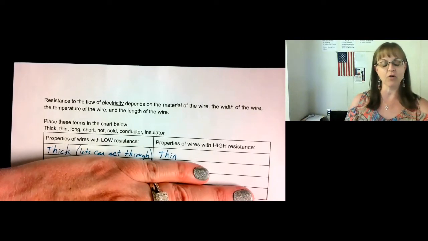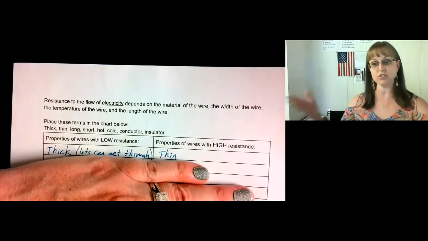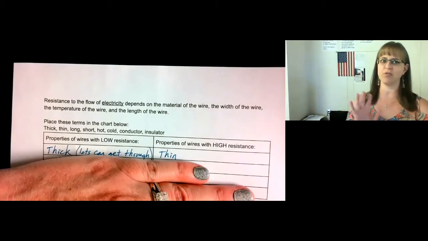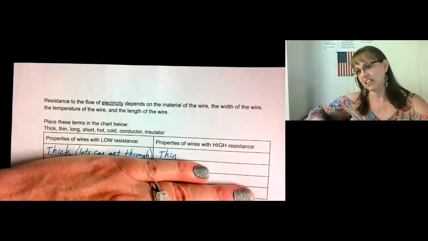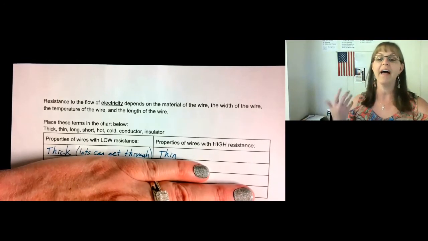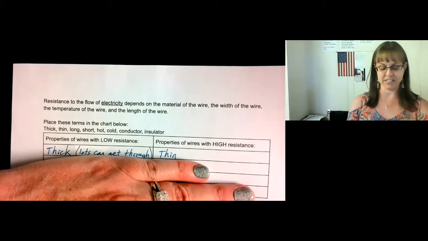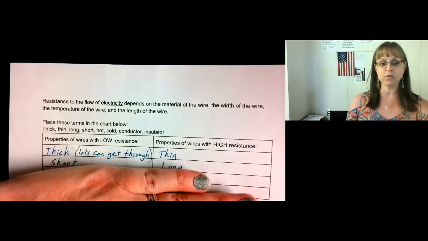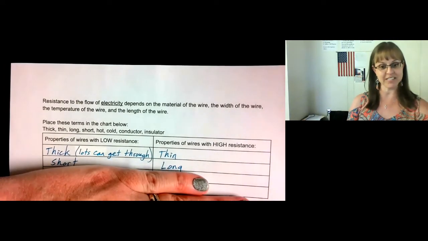Then think about a long or a short wire. Well, which is easier, traveling a long distance or traveling a short distance? Oh, a short distance is way easier, so that's less resistance. But if the electrons have to travel a long distance, they've got to fight their way through the whole wire, and that's a whole lot more resistance. That's why you always want to use the shortest wire possible to get the lowest resistance.